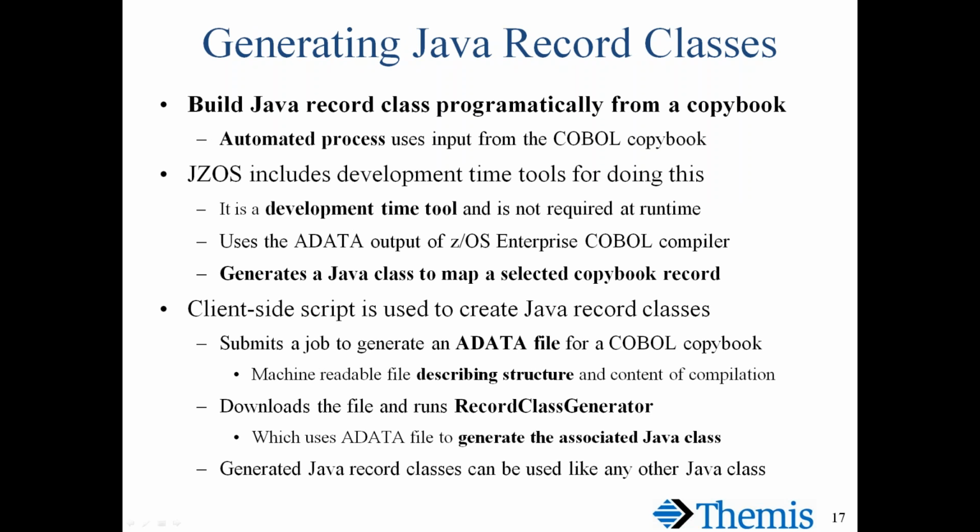Here's a little more detail about that. There is an automated process that runs at development time and allows you to use the AData output from a COBOL compile. You check off one of the compile flags and take your AData output as input to what you see down toward the bottom, the record class generator. So it takes the AData output from a COBOL compile of the copybook and uses that to generate a Java class with the code required to support accessing those MVS type file structures.